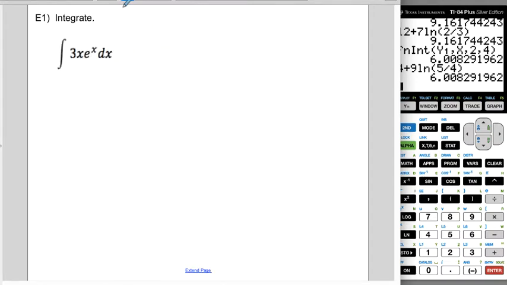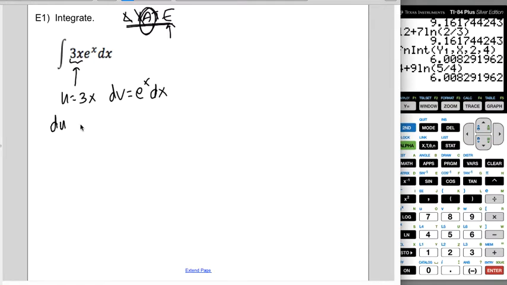Okay, so remember we choose our u using LIAT. There are no logs, there's no inverse trig, there is something algebraic, and there's also something exponential. So I'm going to choose the algebraic thing as my u. So my u is going to be 3x, and everything that remains has to be my dv. That includes the dx. So for u dv, I'm going to find du by differentiating u, which will be 3 dx. I'm going to find v by integrating e to the x dx and getting e to the x.